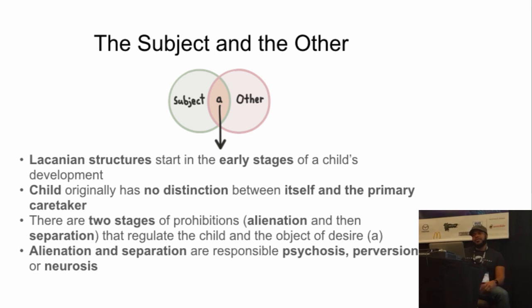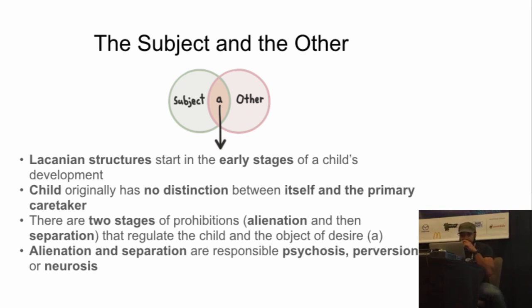But you may have heard the term when people are talking about immigrants or racism or feminism, like othering someone. So here you can imagine the subject and the other. The subject, in this example, would be the child. And the other would be the primary caretaker, like the mother. The A is maybe something like a warm caress or the mother's breast.